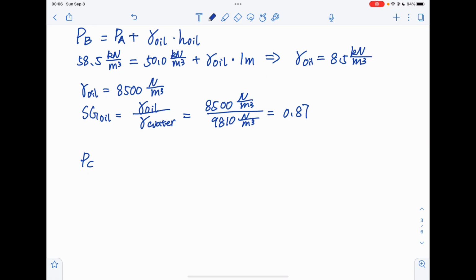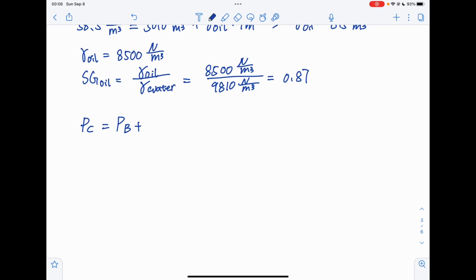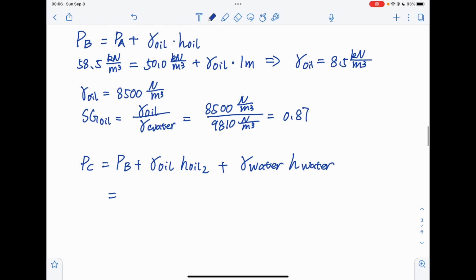So the pressure at point C is equal to the pressure at point B plus the 0.5 meter of oil and 1 meter of water here. So it's times the gamma of the oil, height of the oil, plus gamma of the water times the height of the water. The pressure at point B is given here.